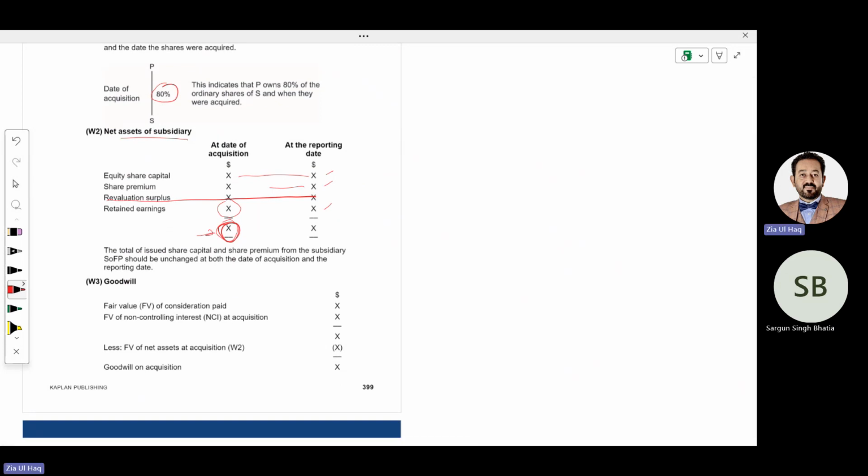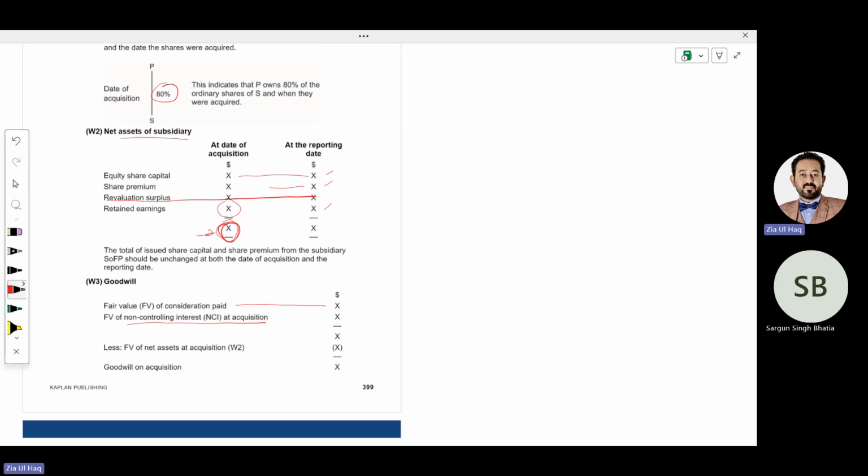But if we bought the subsidiary less than 100%, in that case, consideration paid will be given in the question, like investment in subsidiary. We will add non-controlling interest at acquisition. What is that non-controlling interest at acquisition?